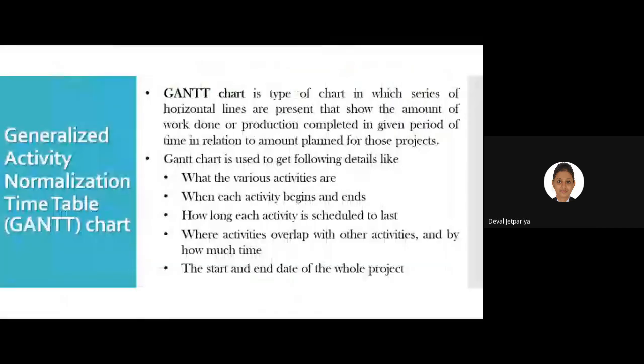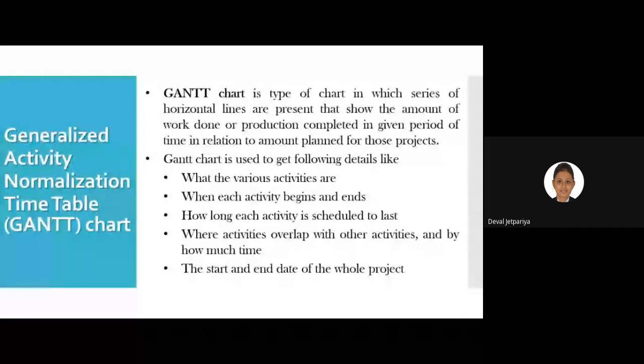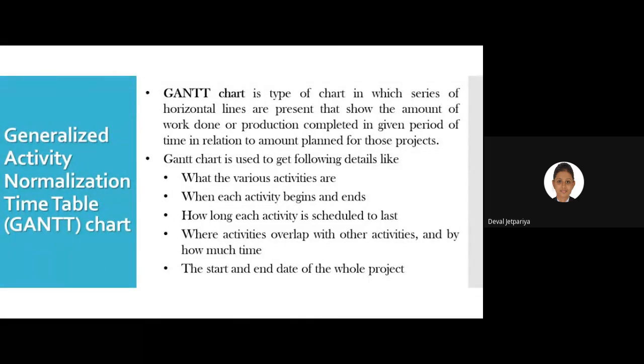So see over here. It shows the amount of work done or production completed in a given period of time in relation to the amount planned for those projects. So the Gantt chart is used for the following details. What are the various activities? When each activity begins and ends. Third, how long each activity is scheduled to last. Fourth, where activities overlap with other activities and by how much time. And fifth, the start and end date of the entire project.